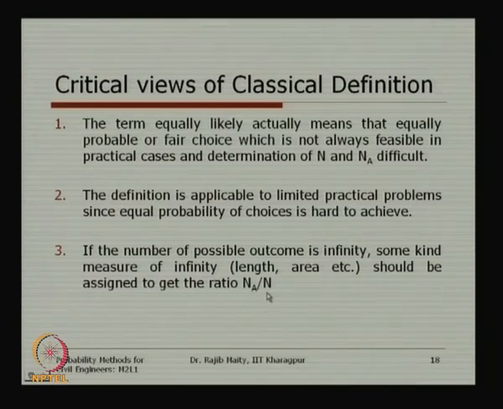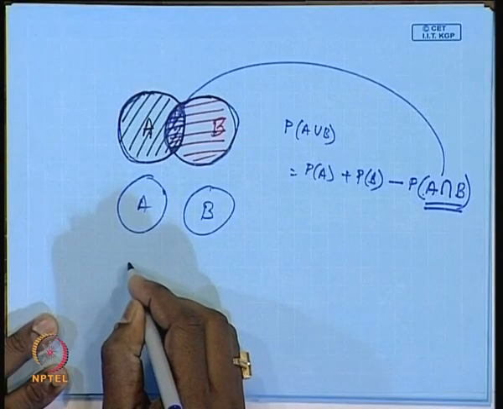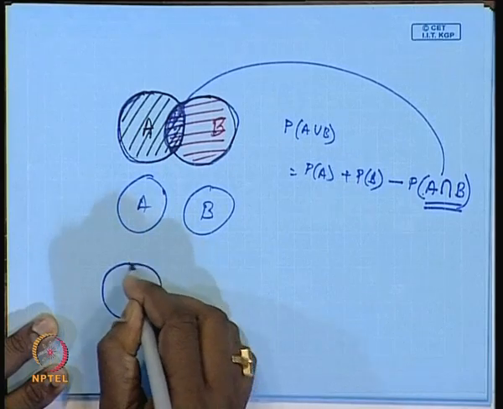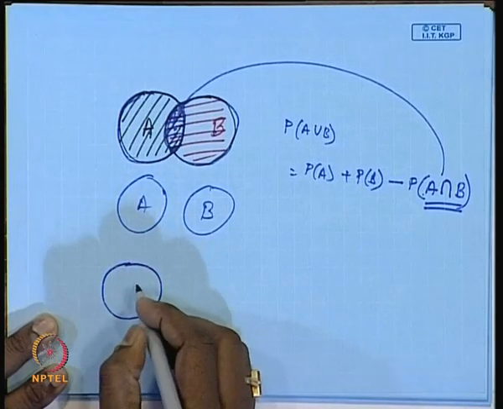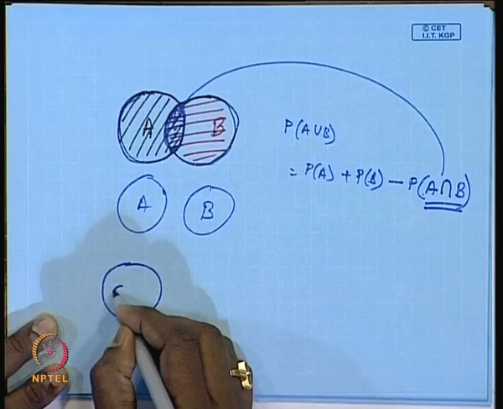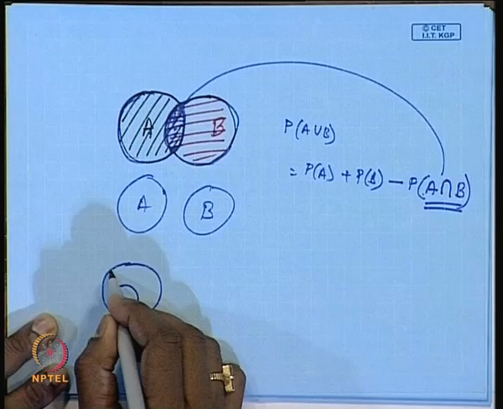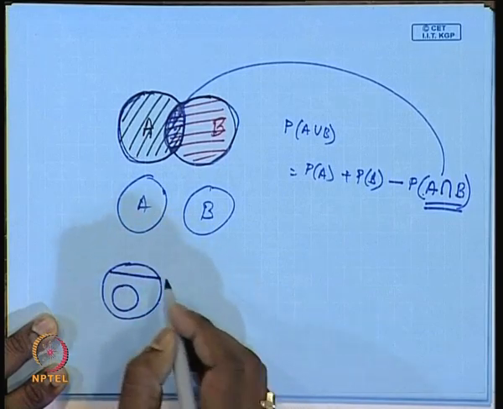Say, for example, the example is given like this: there is a circle, and there is another circle inside it, and one random event is that there is a chord here.